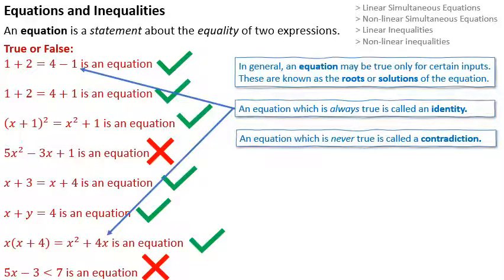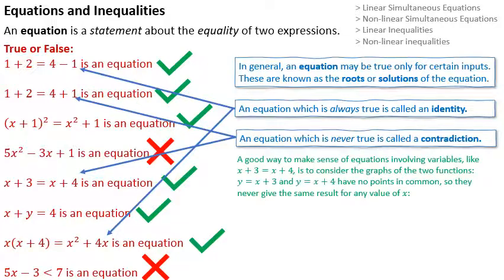You can also have the opposite, an equation which is never true, and we call it a contradiction. That would just be an equation that has no solutions. There are no values of x that make it true. 1 add 2 is never equal to 4 add 1. x add 3 is never equal to x add 4.